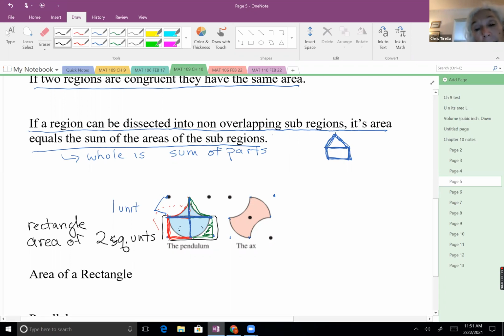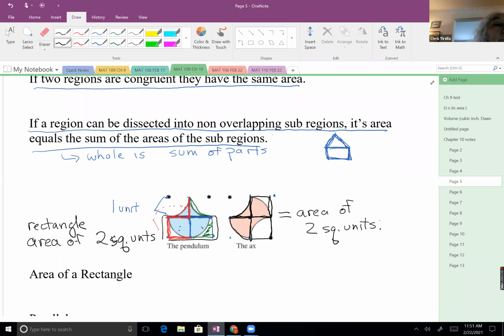And the same with this axe. With this axe, if I were to divide it here and here, couldn't I take this little piece and move it to this corner? And couldn't I take this big piece and move it to this corner? And wouldn't the axe also have an area of 2 square units? Interesting? Questions?